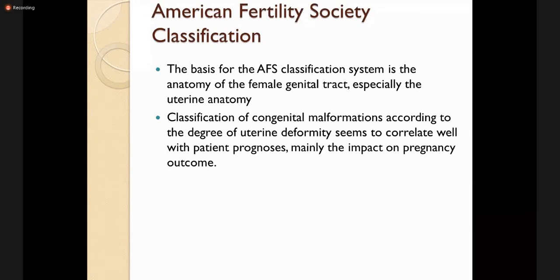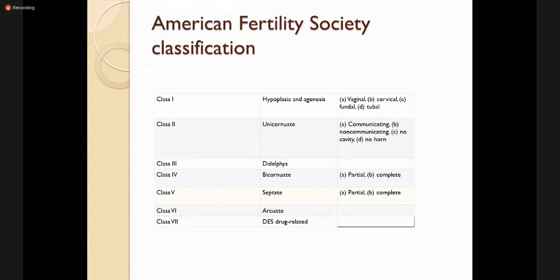Now, AFS is the American Fertility Society classification. This gives the classification based on the uterine anatomy. The degree of uterine deformity correlates well with the patient prognosis, mainly the impact on pregnancy outcome. Here's a chart, if you want to go through it. Going from class 1 to class 6: hypoplasia/agenesis, unicornuate, didelphys, bicornuate, septate, arcuate, and DES, which is drug related.